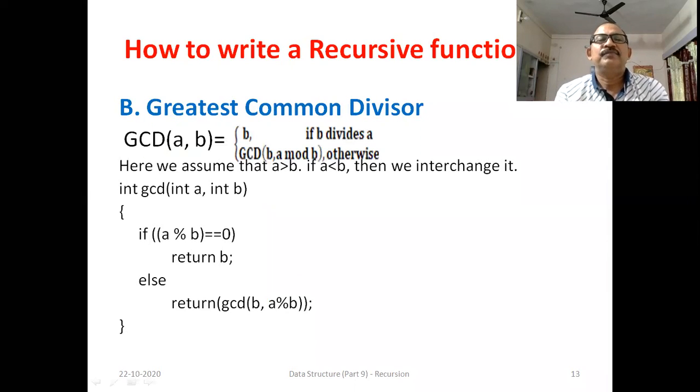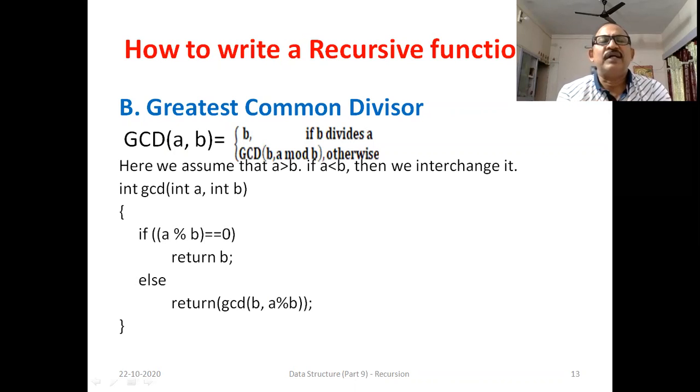Now let us take another problem which is expressed in a recursive manner. So let us see how we write a recursive function for the problem greatest common divisor. The greatest common divisor of two numbers a and b is expressed as follows. If b divides a, then GCD of a and b is equal to b. Otherwise, GCD is equal to GCD of b comma a mod b. In this problem, we assume that a is greater than b. If this is not the case, we interchange the values of a and b.